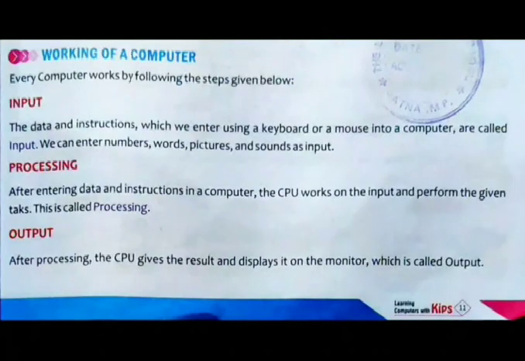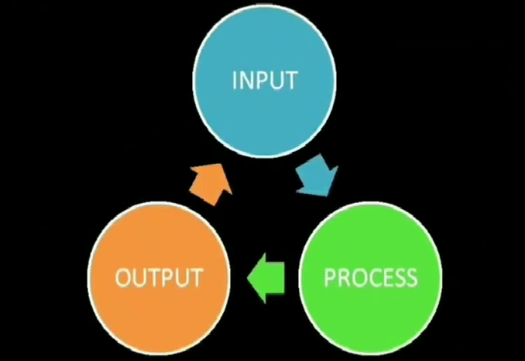Next is output. After processing, the CPU gives the result and displays it on the monitor, which is called output. Okay, after input and processing, output is the result which we see on the monitor after the processing of our data according to the instructions that is done in the processing unit.